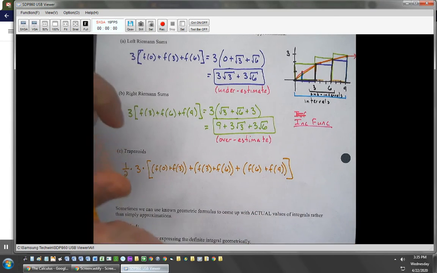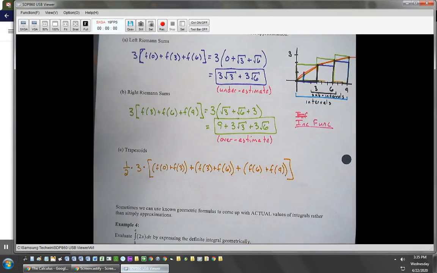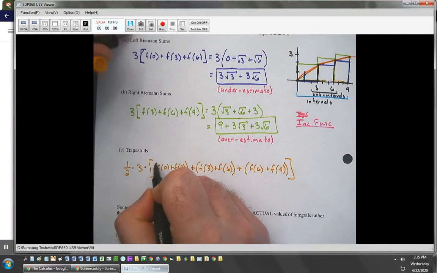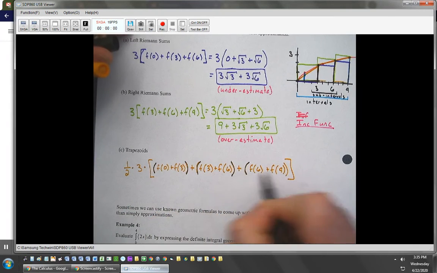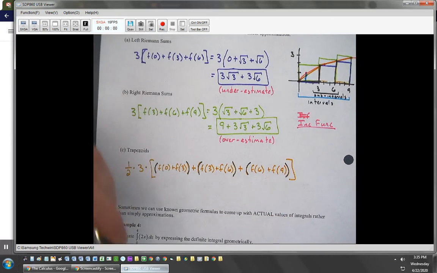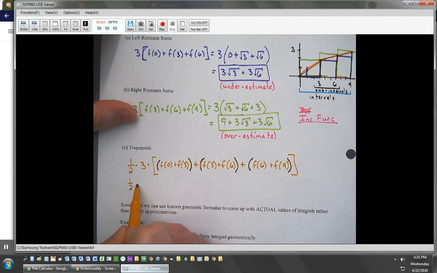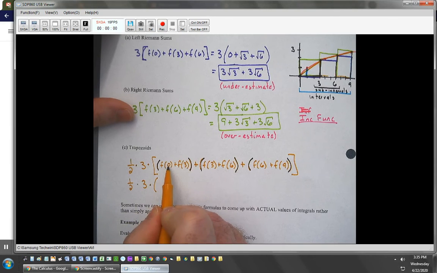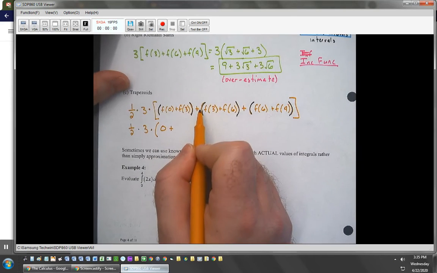I really wish I would have used some different colors here, but each one of these, so this, that's the base 1 and base 2 of each one of the trapezoids. So we have 1/2 times 3 times f of 0 ends up being 0. I like that one. Plus, now look, you're going to add these together, so let's add them together right now.